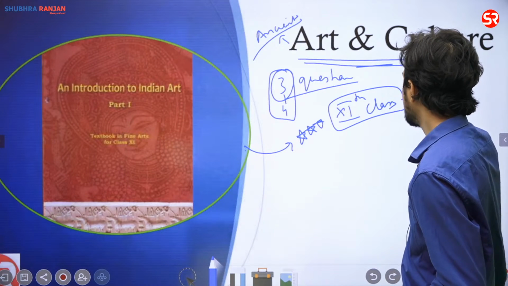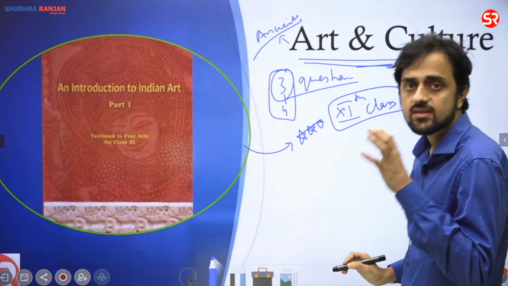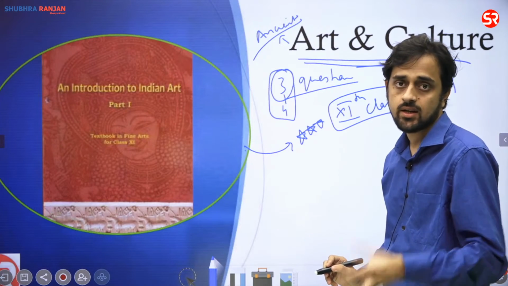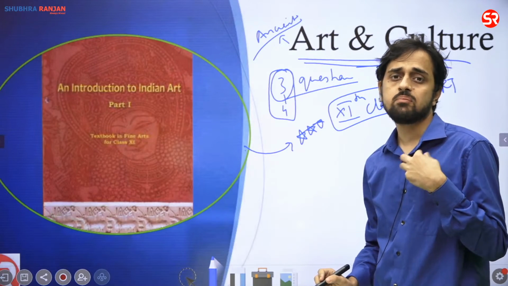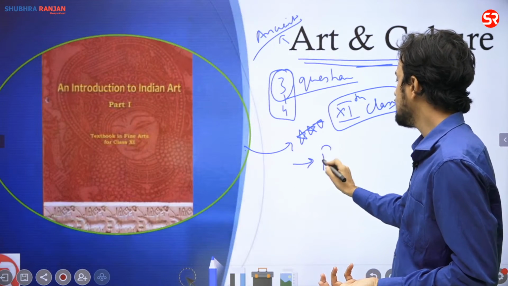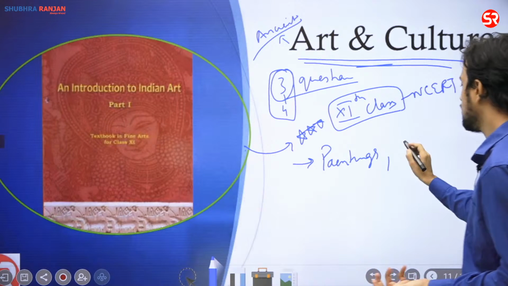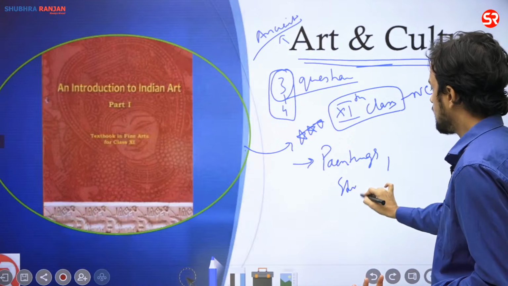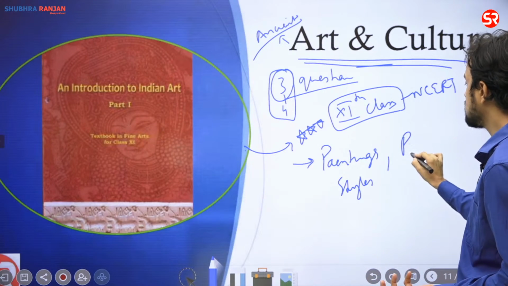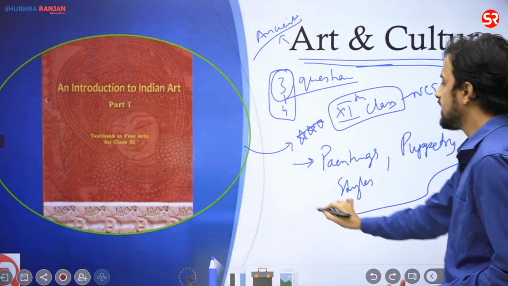This 11th class NCERT is super important for your prelims examination, but this NCERT does not cover all areas. There are some areas not given in this NCERT, for which you should rely primarily on the class notes. For example, it doesn't talk about the painting styles. It doesn't talk about, for example, the styles of puppetry, etc. For all these aspects, you should rely largely on the class notes.